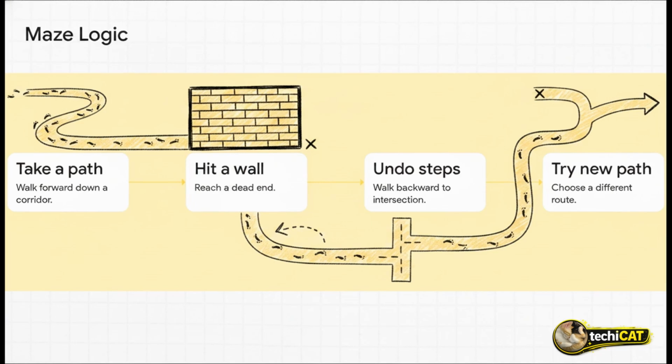Let's literally walk through those sequential steps. Step 1, you take a path. Step 2, you hit a wall. That's your dead end. Step 3, you physically walk backward, completely undoing your last few steps to return to that previous intersection. And then step 4, you try a totally new path. This physical, everyday, real-life sequence perfectly, beautifully mirrors the computer's logic.